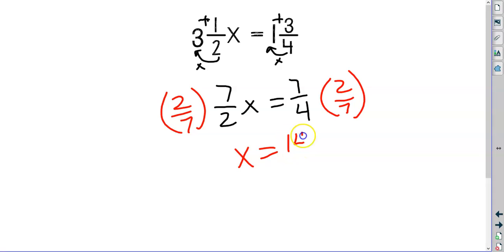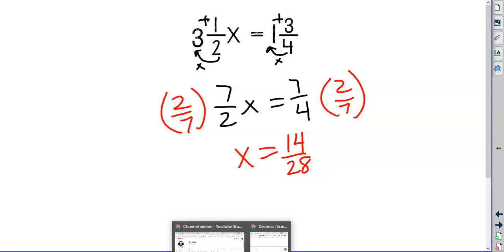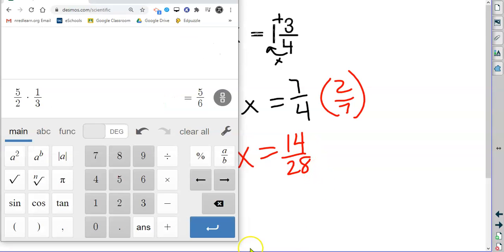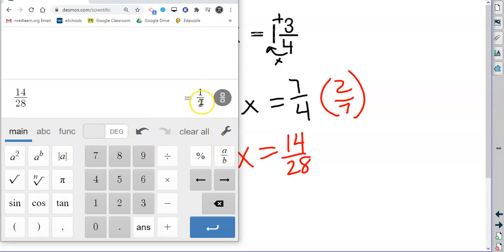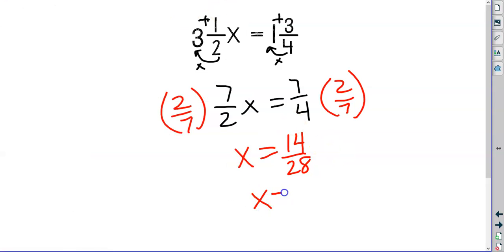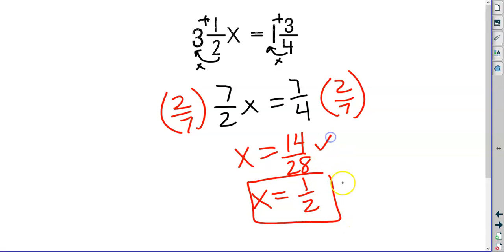14/28, if I did that in my head. And if you're not sure if that's in reduced form, put it in your calculator and check. So here in the Desmos calculator, I'm simply going to type my answer, which is 14/28. Now, if I wasn't sure, if I press this fraction button, it will give it to me in reduced form. So 1/2 is the simplest answer. Although this is correct, this is the best answer.